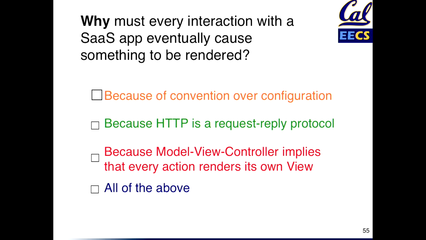Initial voting is varied. This is one to talk about since we actually have a couple of minutes. Let me give you a hint to inform your discussion. Note that I did not ask, why must every interaction with a Rails app, blah, blah, blah. And also, I did not ask, why must every interaction with a model view controller app, blah, blah, blah. I asked every SaaS app. This is a pretty universal question. I guess I could say every interaction that does not result in an error, but you know what I mean.